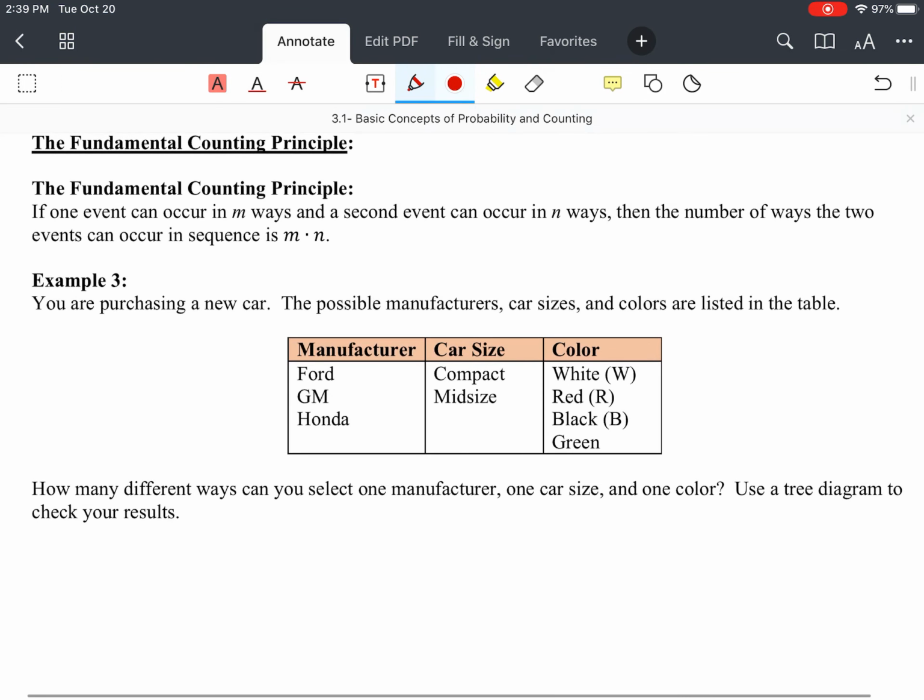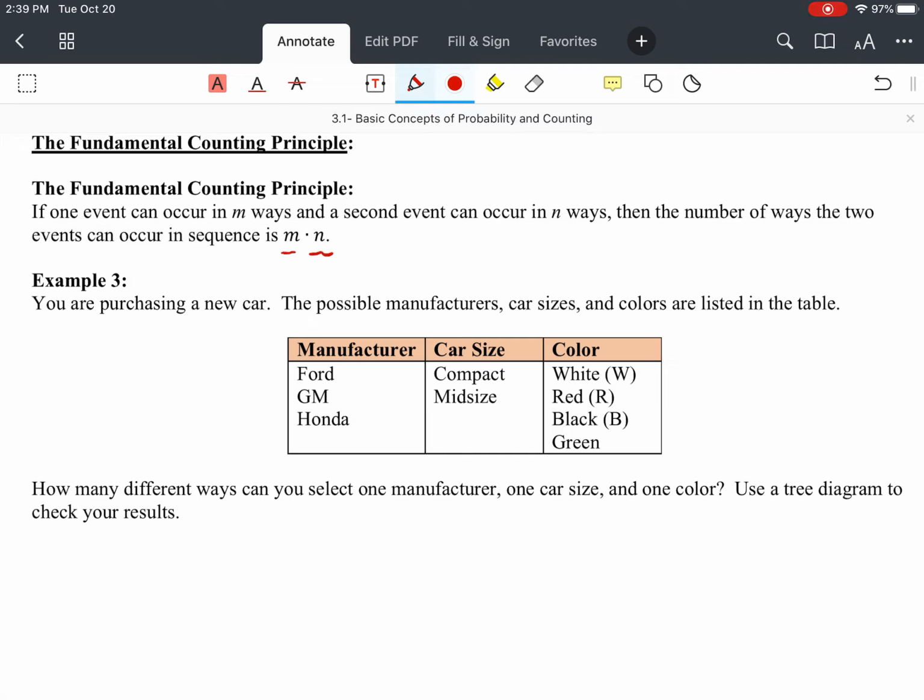All right, so the fundamental counting principle says that if one event can occur m number of ways and a second event can occur n number of ways, then the number of ways the 2 events can occur is the product n times m. And we could extend this. So let's say we had an O or a P or a Z. All we would have to do is take the number of ways that they can happen and simply multiply them up.